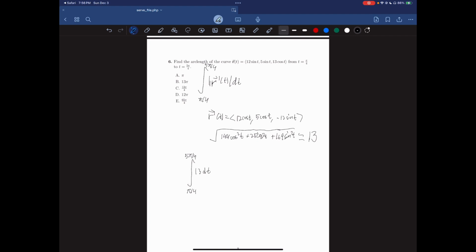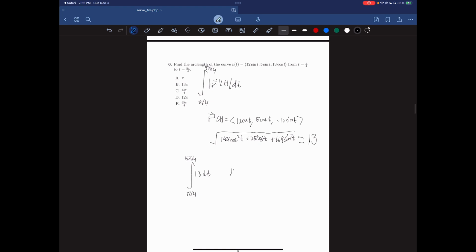And whenever we see something like this, where there's no t inside of here, we can literally just do top minus bottom in our bounds. And that is just pi, so we get 13 times pi as our answer, and that is B here.